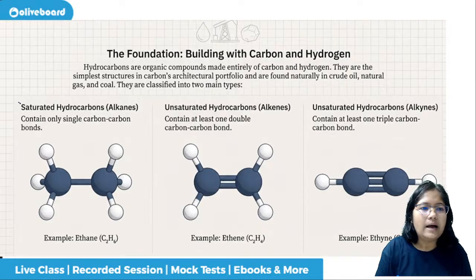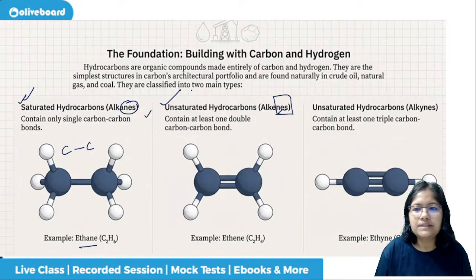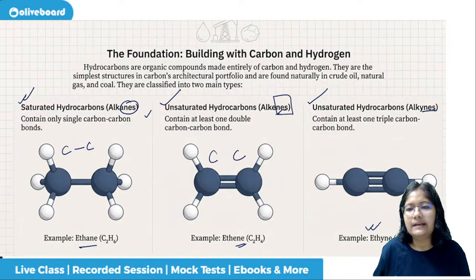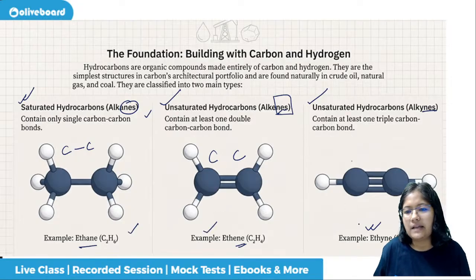Now coming to saturated and unsaturated compounds, we have seen alkanes. That means a carbon-carbon single bond is there, for example ethane. Alkenes are unsaturated, and alkynes are also unsaturated. Alkenes have a carbon-carbon double bond, and alkynes have a carbon-carbon triple bond. For example, ethane, ethene, ethyne.